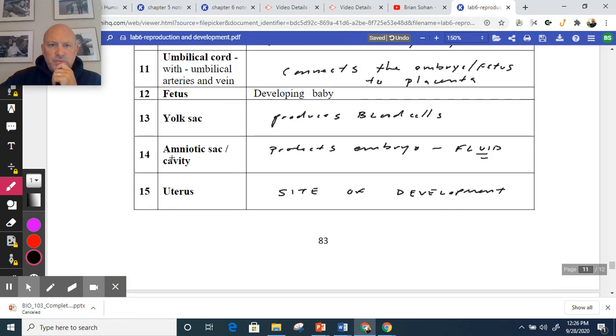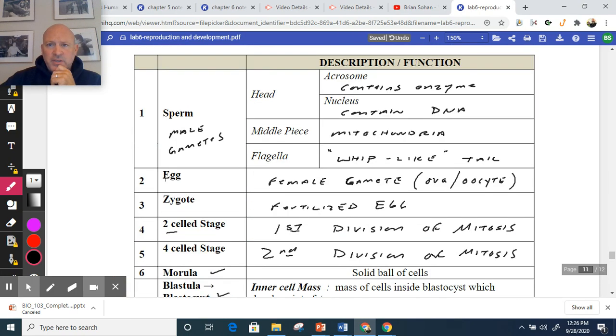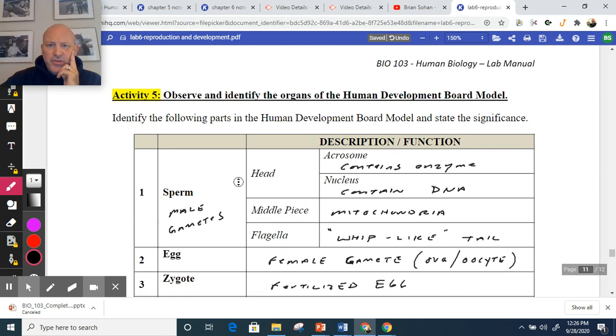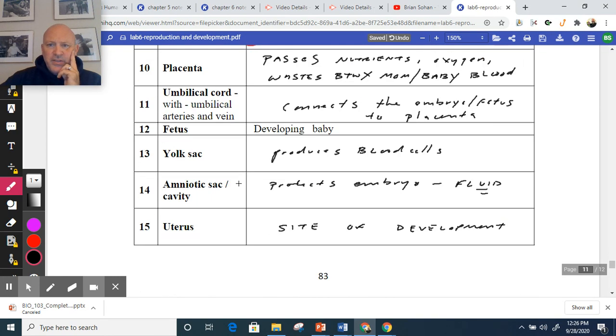All right. And this is where we're going to conclude. So you just have some labeling to do. You have some drawings you've got to do. And then you're done.